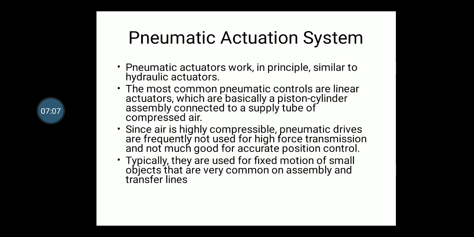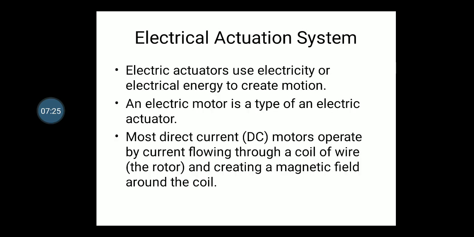Typically, they are used for fixed motion of small objects, which is very common on assembly and transfer lines. So if the motion is small and the object is light, then we can use the pneumatic actuation system. The last one is the electrical actuation system.